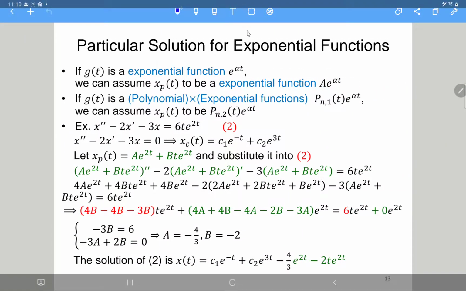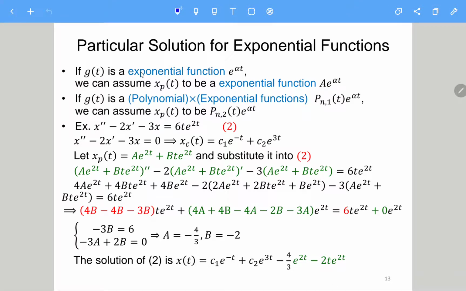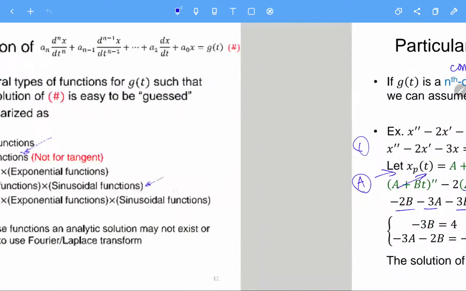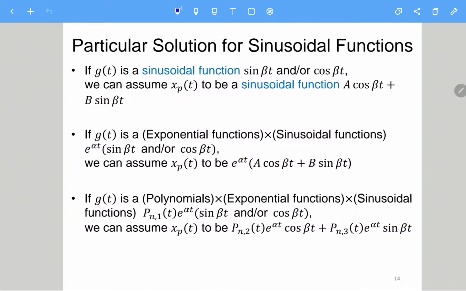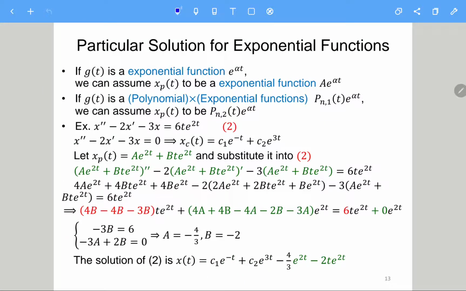So the next case is if g of t is an exponential function, e to the alpha t. Now we can assume xp of t to be an exponential function like this. So this is the second case, which is the fourth case in that page.